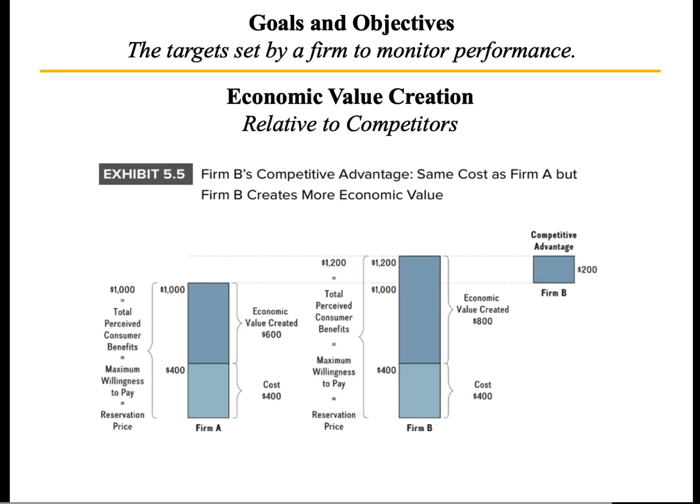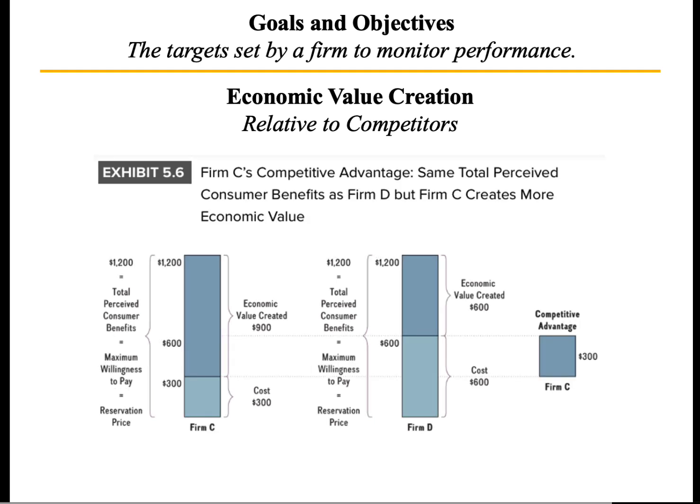Alternatively, economic value creation can be relative to competitors. In this graphic, Firm B is outperforming Firm A in terms of revenue creation, even though their cost structures are the same, making Firm B the winner. In another way of looking at it, focusing instead on cost structures, this graphic indicates Firm C is outperforming Firm D due to its lower cost structure, even as both have equal pricing.